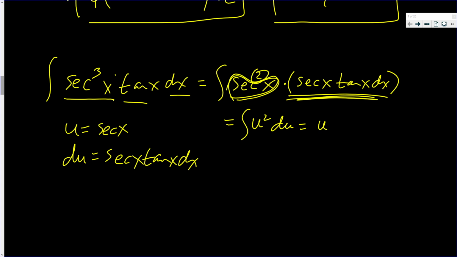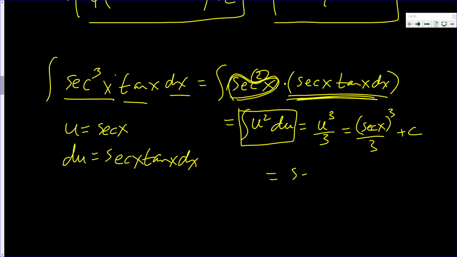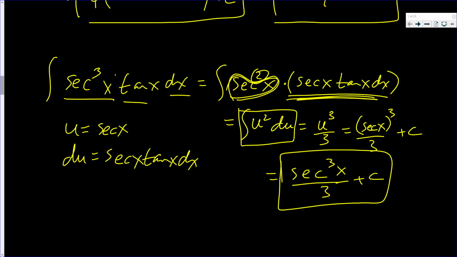Oh, that's easy. That's u cubed over 3. Not saying this problem was easy. I'm saying once you get here, it's easy. That's why we do trig substitutions. u is secant x, so the answer is secant cubed x over 3 plus c. You can write the answer that way. That is your answer.